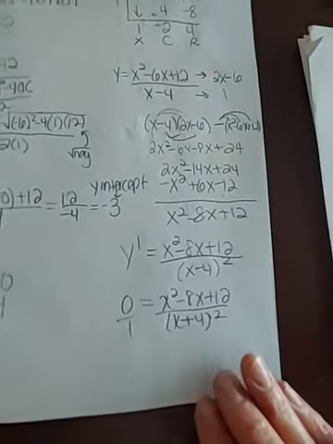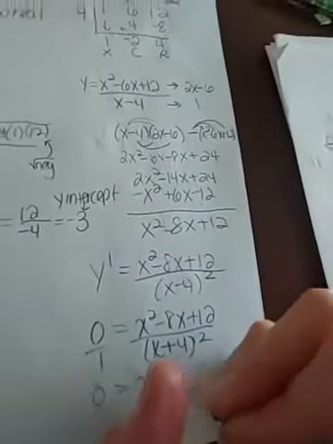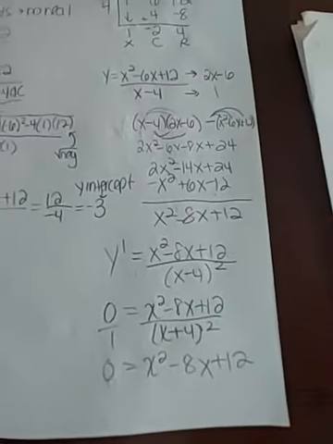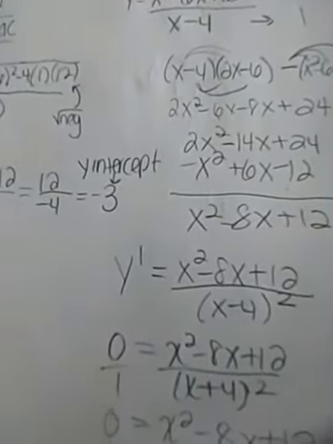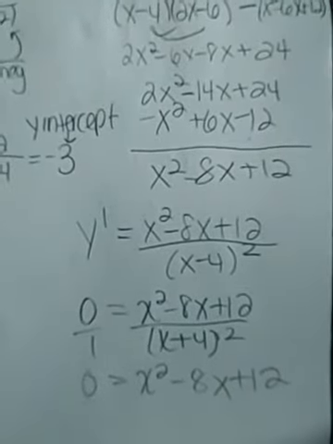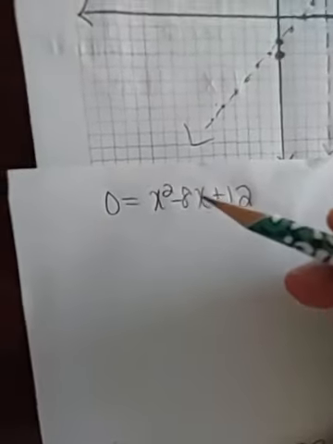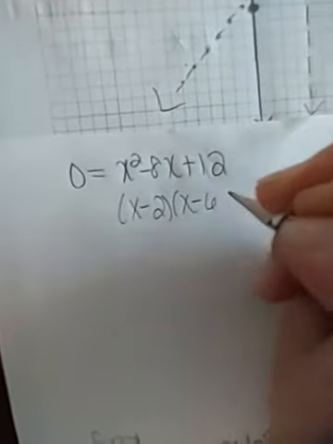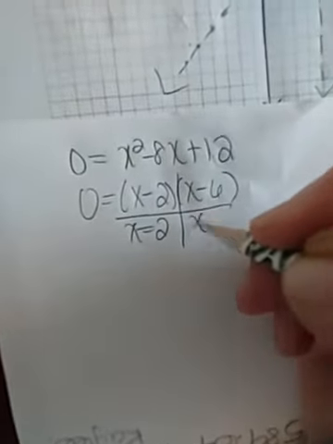Put this over 1. Cross multiply, I get 0 equals x squared minus 8x plus 12. All right, so now I have to factor that. So let me just move it over. I need more room. X squared minus 8x plus 12. Okay, factors of 12 that give me, what am I looking for? Negative 8. So I have x minus 2 and x minus 6. So my critical values are 2 and 6.